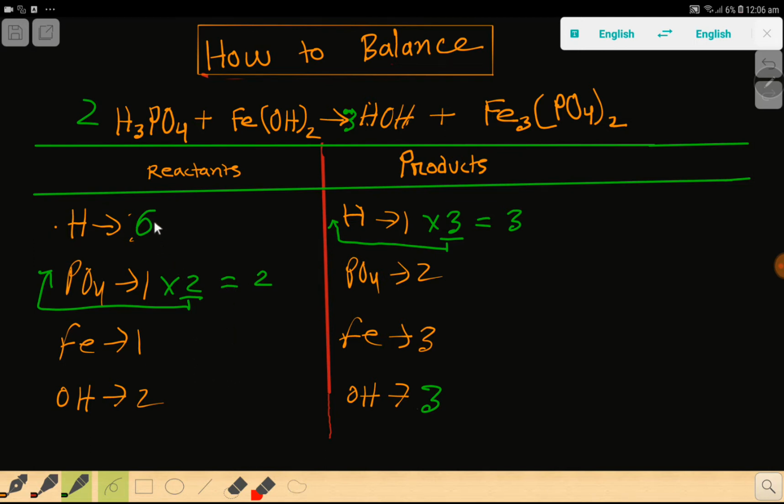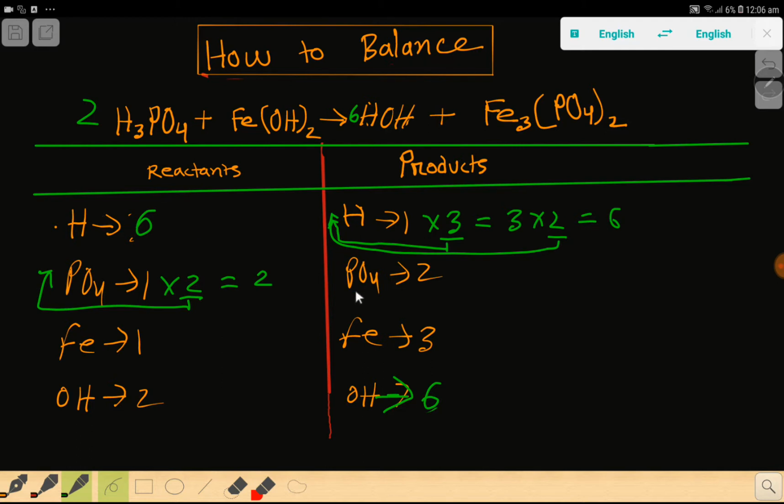Look, hydrogen here 6, but here 3. So to balance the hydrogen, what can you do? I can multiply here by 2, that gives me 6, and these 2 must come before this hydrogen, that is here. So I have to place here 6. Right? 6 hydrogen. If I place here 6, the number of hydroxide will be 6. So you need to update your hydroxide. Right?